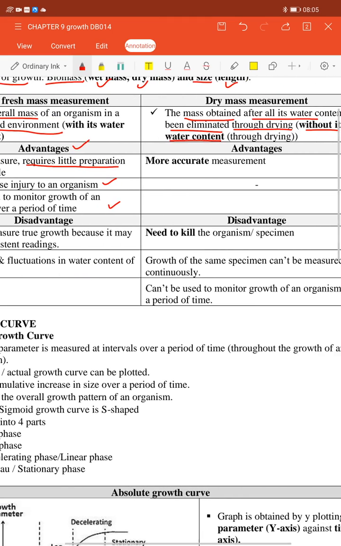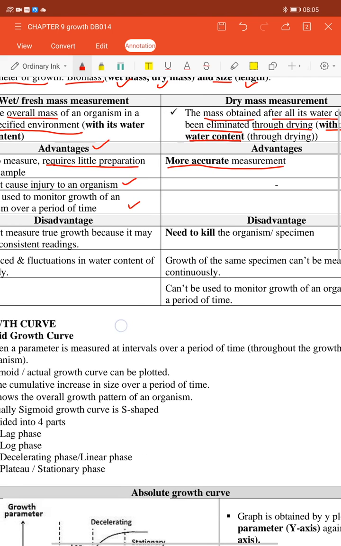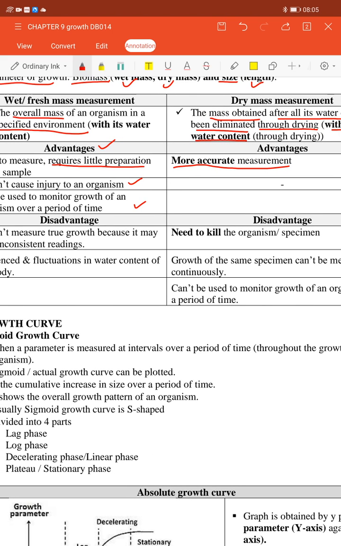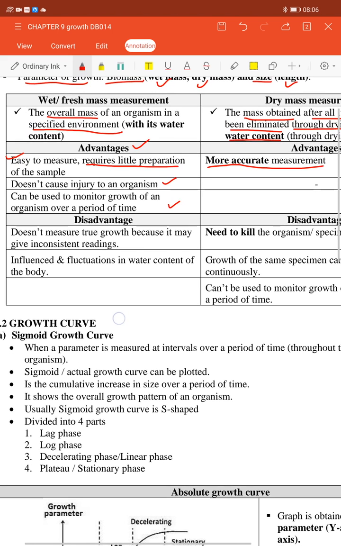While for the advantage for dry mass, it is a more accurate measurement because we don't take into account the water content of the organism, because the water content of each organism is different. So we only take the cells, the dried cells that are left after the drying process.